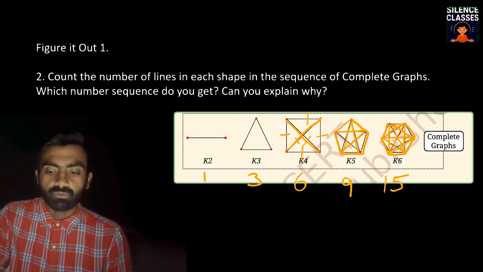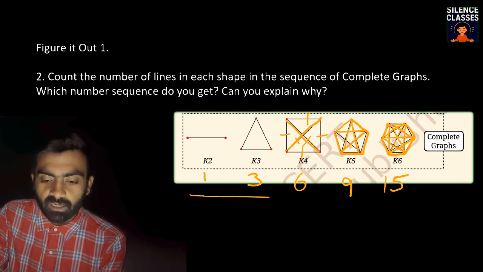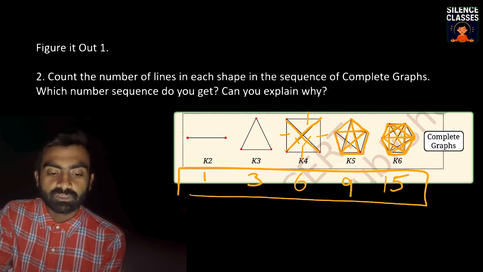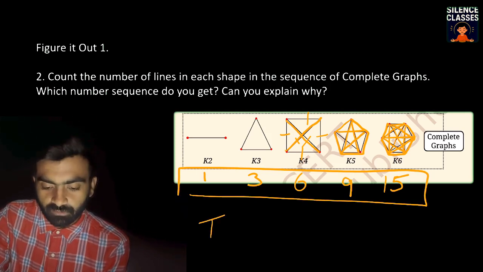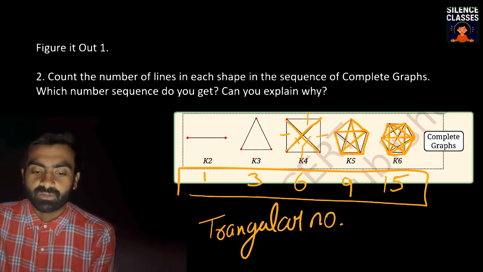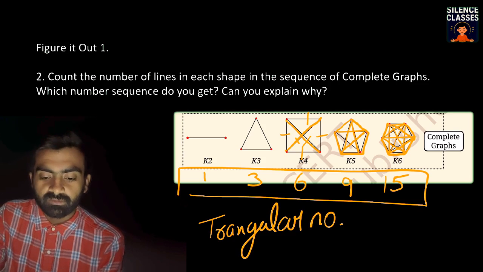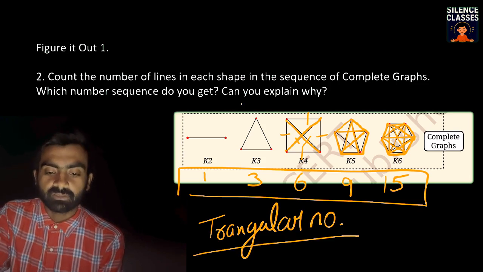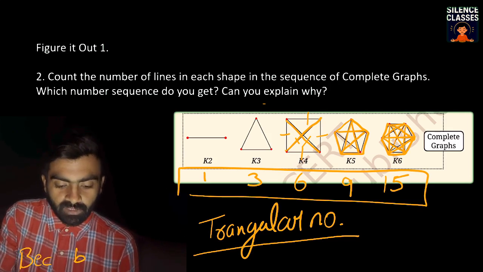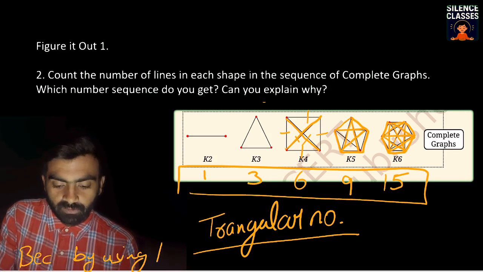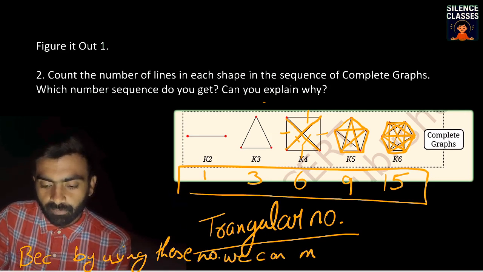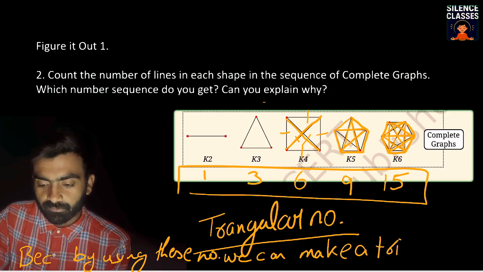Okay, and you check it out, what sort of sequence do we get? These are the triangular numbers. So which number sequence will we get? We can say we will get triangular numbers. Okay, because by using these numbers we can easily make triangles. Can you explain why? You can write it down: because by using these numbers we can make a triangle.